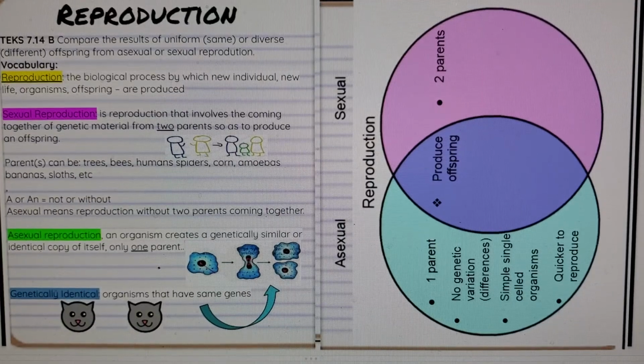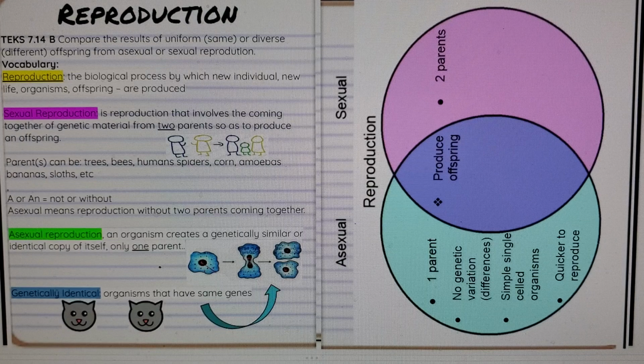Hello, ladies and gentlemen. Today we're going to continue to talk about reproduction, specifically asexual reproduction. Yesterday when I introduced the TEKS to you, we talked about how the state of Texas wants you to know the difference between sexual and asexual reproduction and what are the pros and cons, what are the good and bad things about each of those types of reproduction.